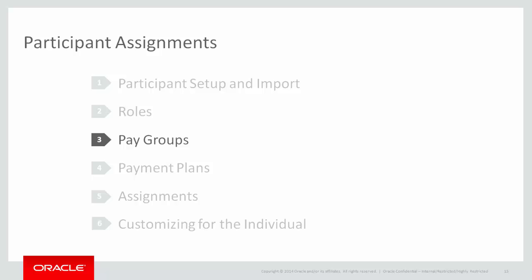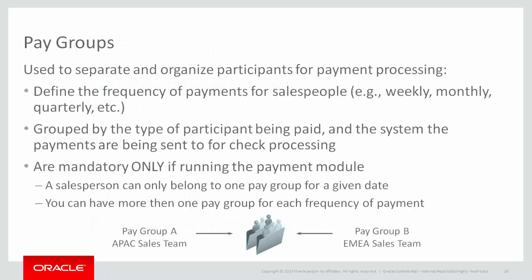And so now that we've talked a little bit about roles, let me talk a little bit about pay groups and what we mean when we talk about pay groups. So pay groups are similar to roles. Pay groups are also used to organize the sales force, the internal sales force, the third party or the external people, etc. But it's used to organize them for the purpose of processing payments.